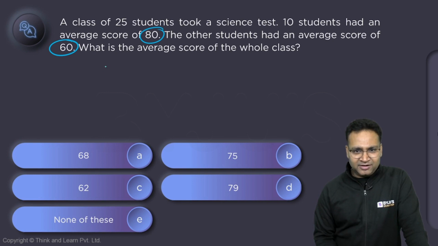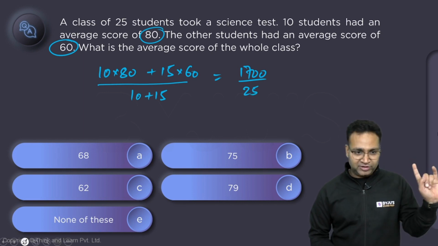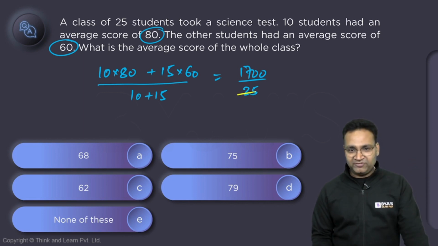I say 10 students have an average of 80. Remaining 15 students have an average of 60. Divide by 10 plus 15. So 800 and 900, 1700 by 25. You remember the fast calculation tricks? 25 is nothing but 100 by 4, so the answer is 60.